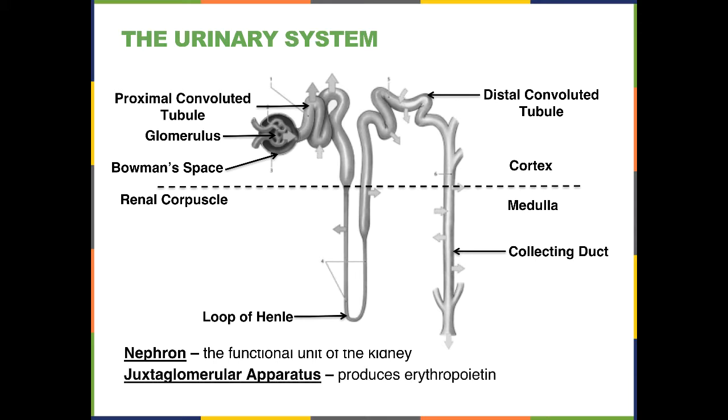Now, near the glomerulus, there's something called a juxtaglomerular apparatus. It's actually where these two bigger blood vessels come together to form the glomerulus. And right there is a tuft of several cells, and that's called the juxtaglomerular apparatus. This is where erythropoietin is produced. Erythropoietin tells the bone marrow to make red blood cells.